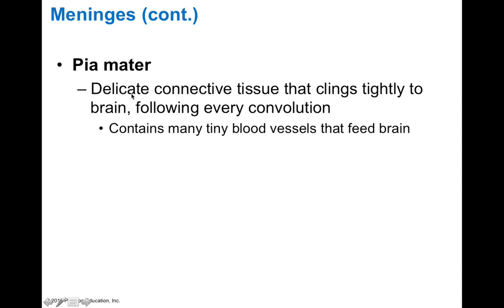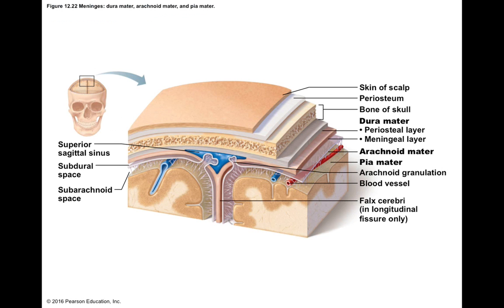Pia mater, if you remember, is a delicate connective tissue that clings tightly to your brain, and it's following every convolution of the outer surface of your brain. It contains lots of tiny blood vessels that effectively feed this outside of your brain. So I think of the pia mater as like an outer nourishing blanket that surrounds the cortex of your brain.